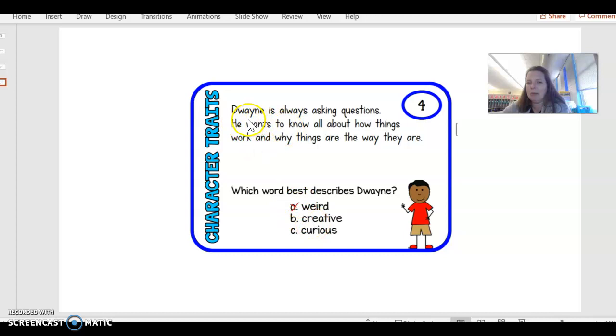I'm going to read this one more time. He's always asking questions. He wants to know all about how things work and why things work. So I would say he is curious. Awesome job. All right, so on the next slide, you are going to be practicing some of these, and you're going to circle the answer that you think is best.